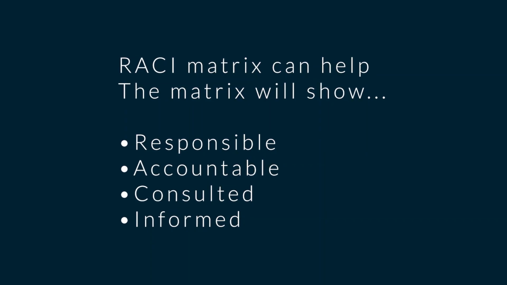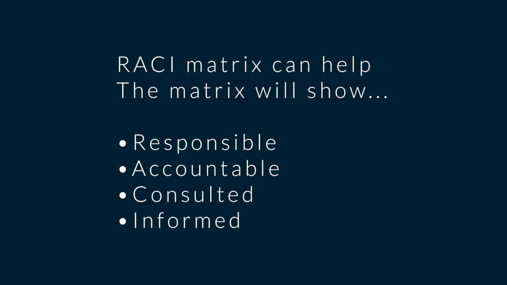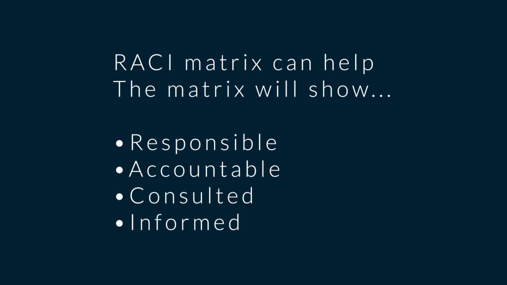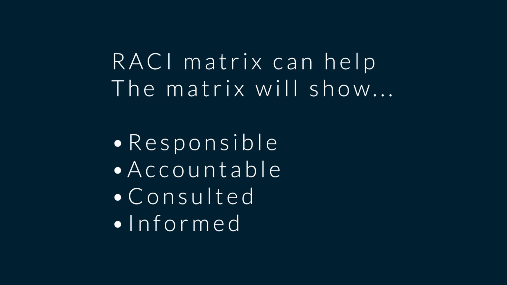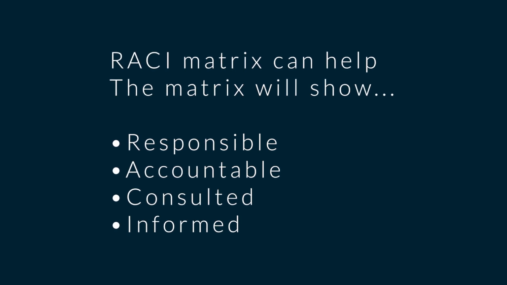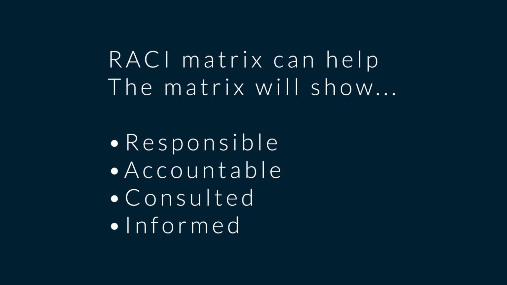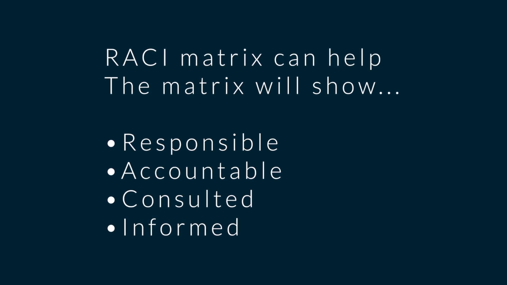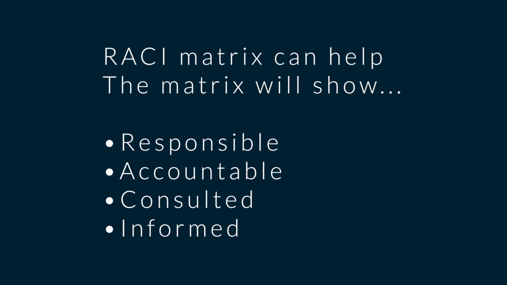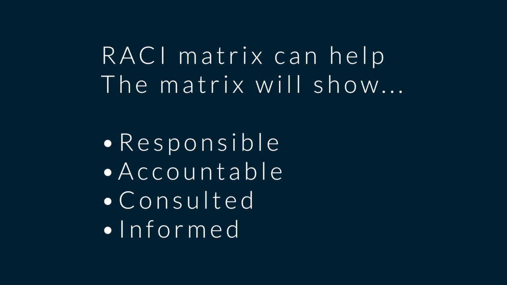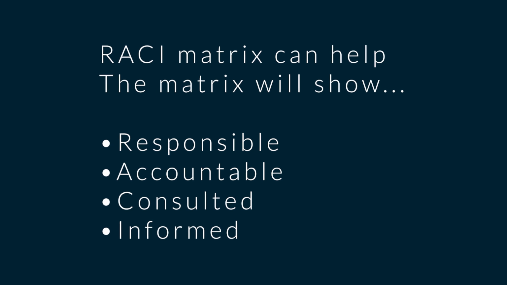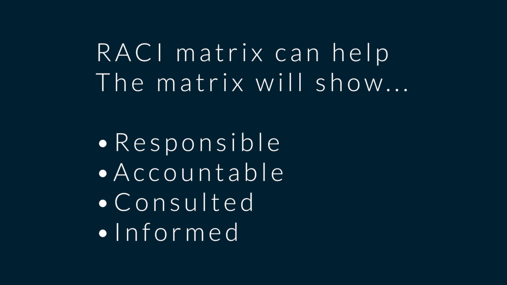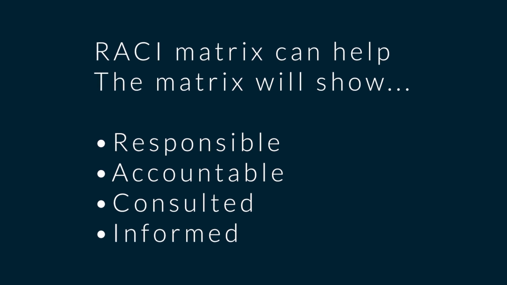The RACI matrix will show who's responsible. So responsible, that is the person who will actually perform a task in the plan. Accountable, that is the person who has overall control of the project and has the power to say yes or no. Consulted, the people who need feedback on the progress and may make some input to the work. Informed, that is the people who need to know about any decisions made for the project.